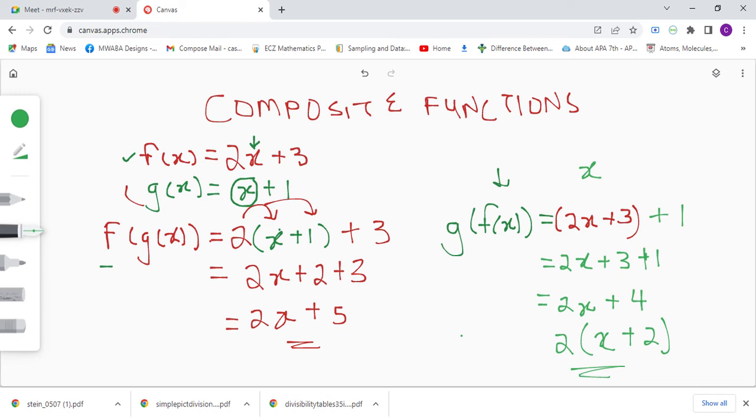Right, let's look at another example. You can pause the video to write down these notes as I prepare the next example.